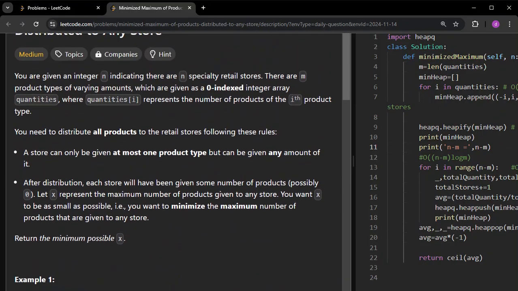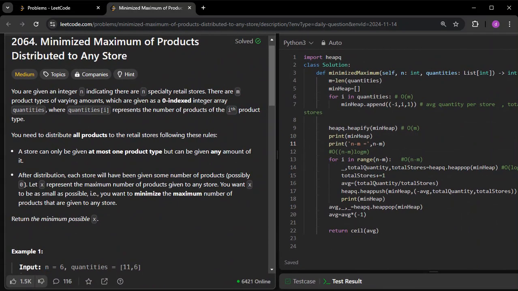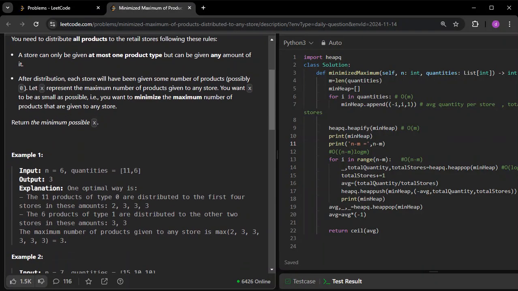Let's see what they are asking here. You are given an integer n, indicating there are n specialty retail stores. That's what I mentioned. There are m product types with varying amounts, which are given as a zero-indexed integer array quantities, where quantities[i] represents the number of products for the ith type. So if you see here, these are the various product types and the quantity present for each product type. The 11 basically represents the quantity, that is, 11 products are present for type 1, as simple as that.